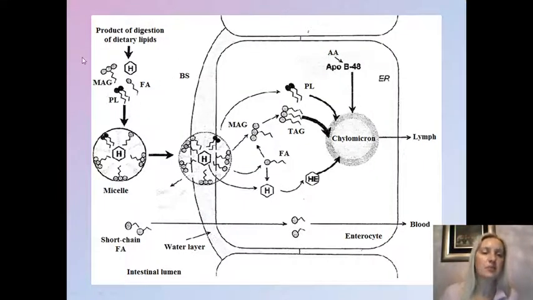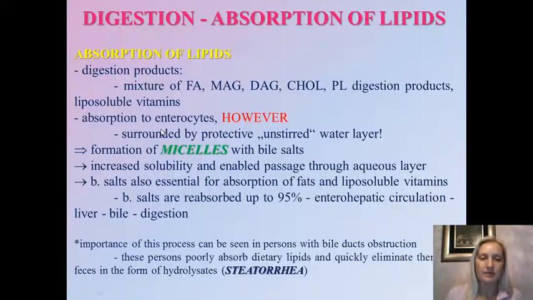So these are the products of digestion of dietary lipids. They're packed together with bile salts in the form of micelle. So they are hydrophilic, so they can pass this protective layer, and those products of digestion can be released to enterocytes, and bile salts are brought back to the intestinal lumen. So we can conclude that bile salts are also of essential importance, not only for digestion, but for the absorption of fats and liposoluble vitamins as well.